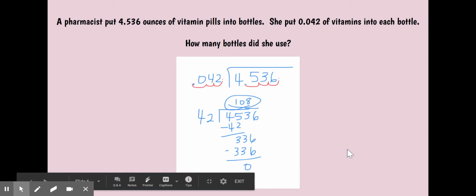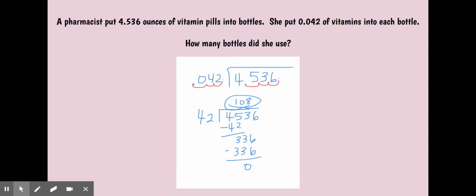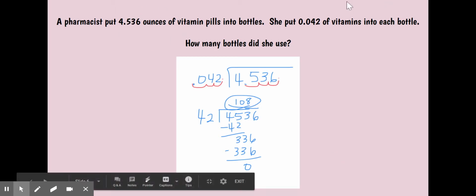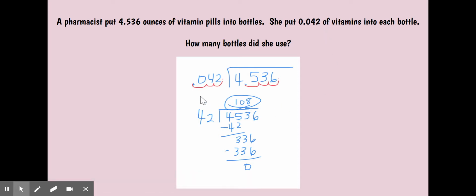One more example. A pharmacist put 4 and 536 thousandths of an ounce of vitamin pills into bottles. She put 42 thousandths of an ounce into each bottle. So how many bottles did she use? Once again, if we take the total amount and divide it by how much is in each one, we're going to figure out how many bottles she used. In this case, I've got thousandths place. So I have to move my decimal to the right 3 times, and again in my dividend 3 times.